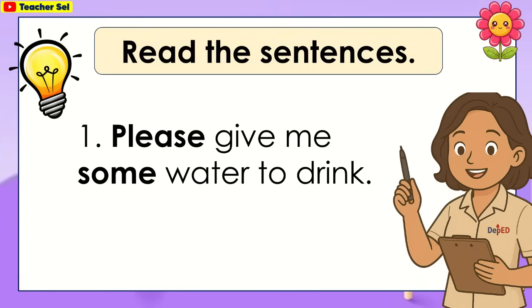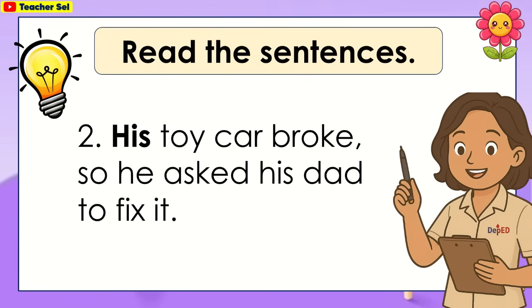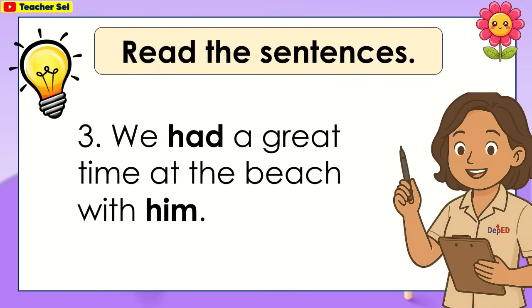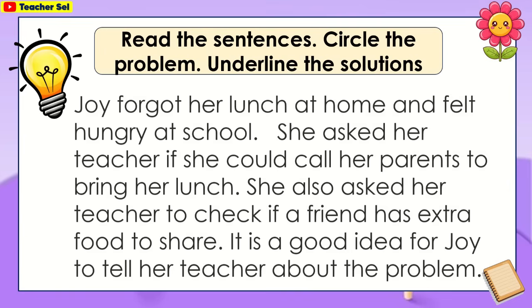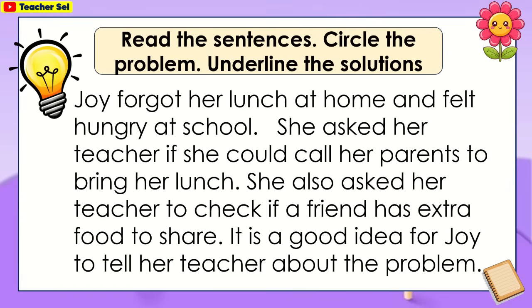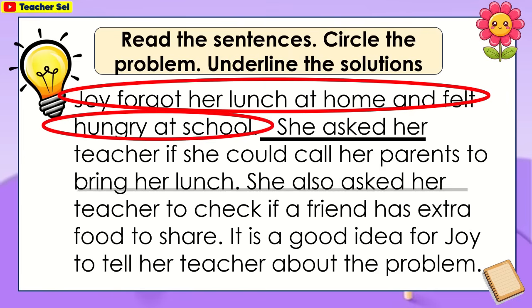Please give me some water to drink. His toy car broke, so he asked his dad to fix it. We had a great time at the beach with him. Read the sentences. Circle the problem, underline the solutions. Joy forgot her lunch at home and felt hungry at school. She asked her teacher if she could call her parents to bring her lunch. She also asked her teacher to check if a friend has extra food to share. It is a good idea for Joy to tell her teacher about the problem. Here are the correct answers.